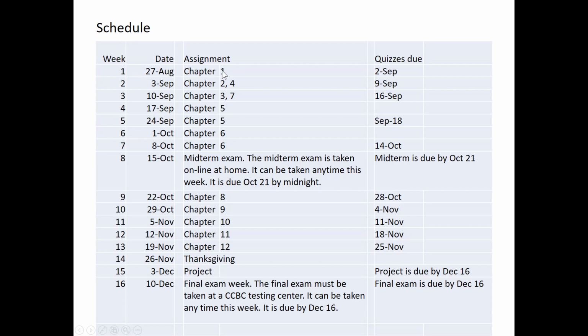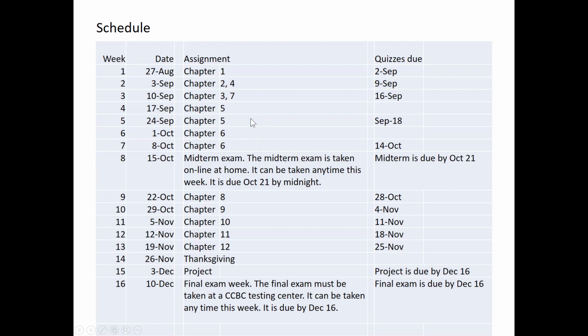Sometimes we have one chapter per week, sometimes we have 2 chapters per week, and sometimes we get 2 weeks to do one chapter. So you can see for week number 1, you have one chapter to do and you have one quiz, which is due at the end of the week. Then the next week you get 2 chapters because they're kind of short, and then you have 2 quizzes to do at the end of the week. Week number 3, you have 2 chapters which are kind of short, and then 2 quizzes which are due at the end of the week.